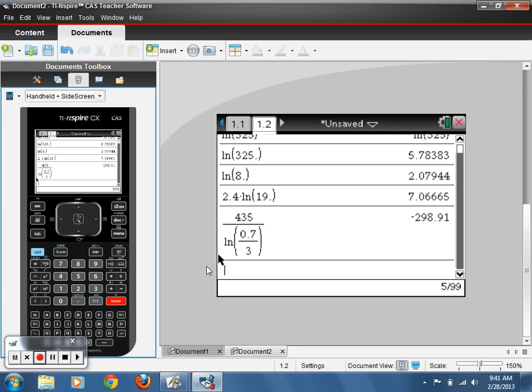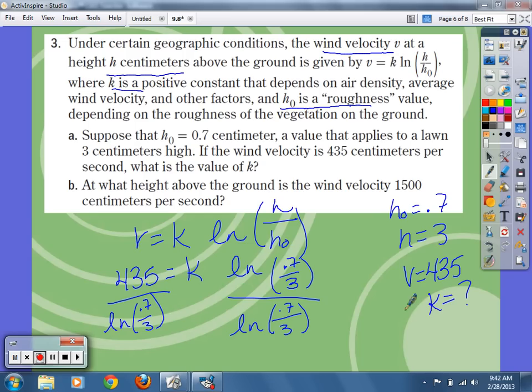And negative 299. So we got a K value of negative 299.